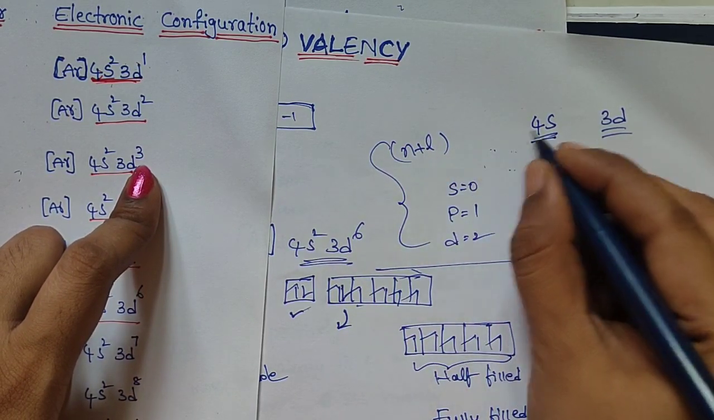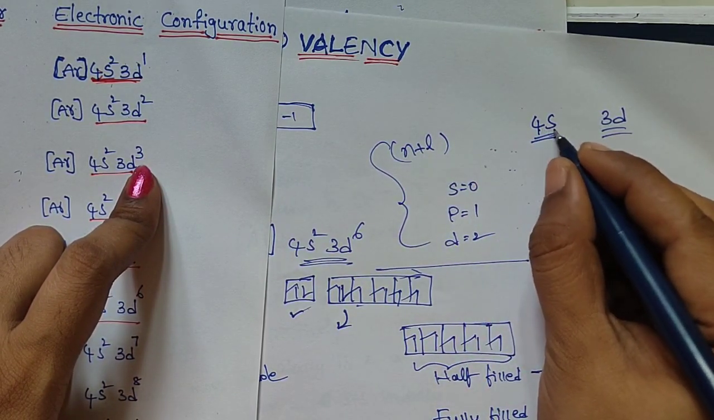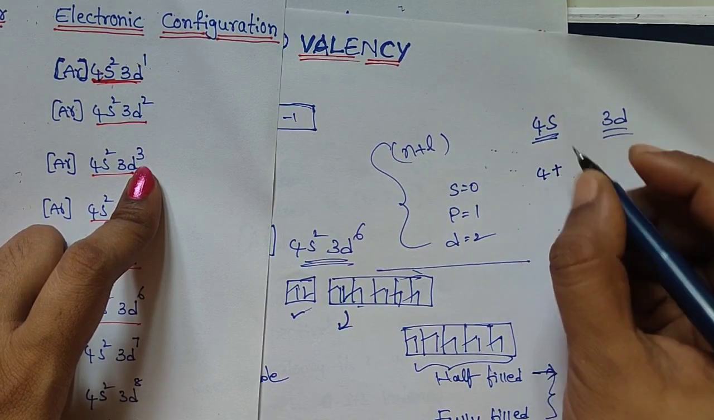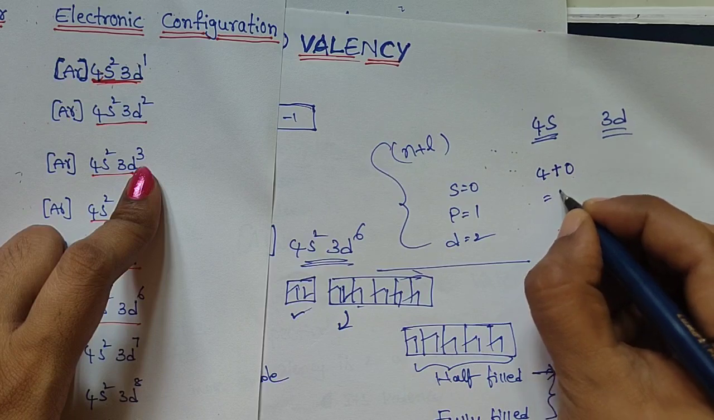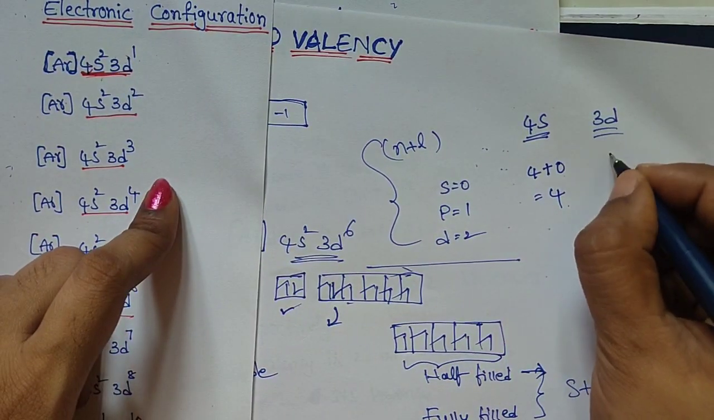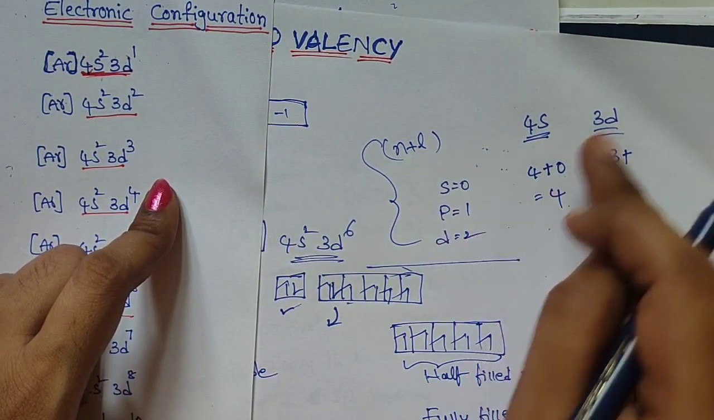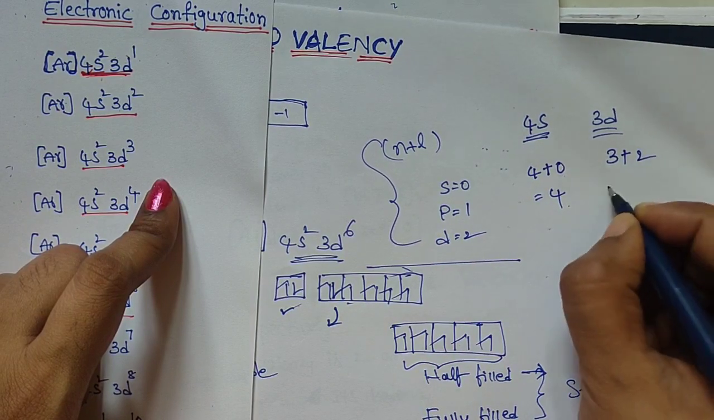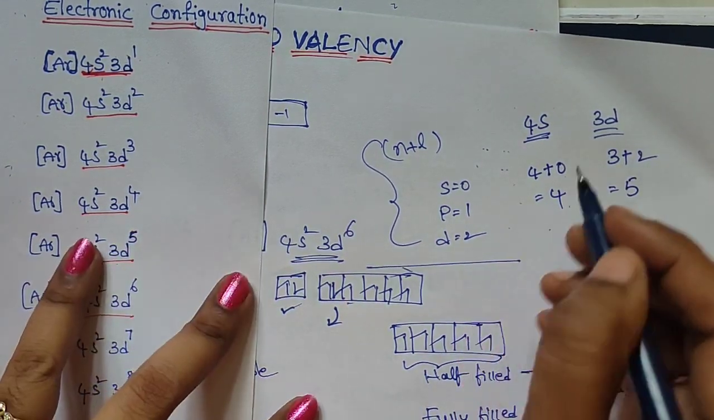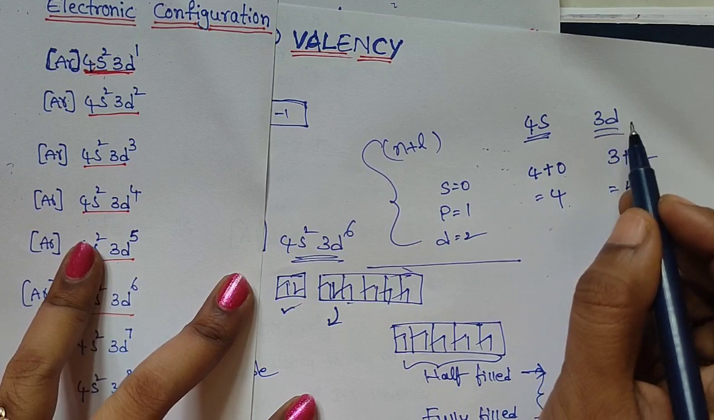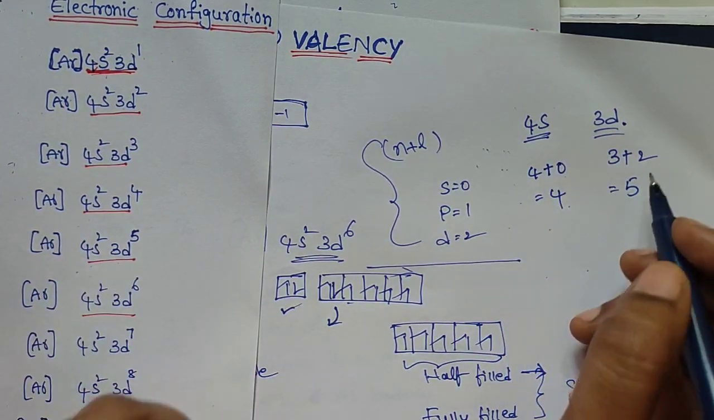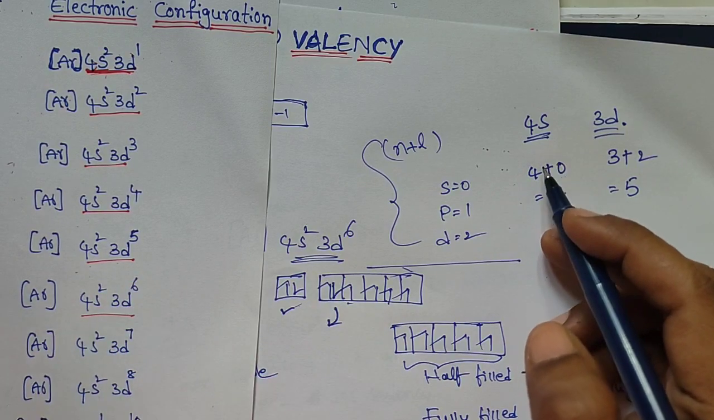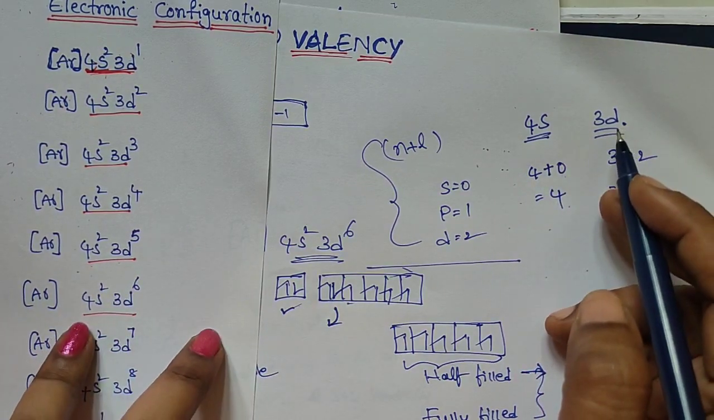See, what is the N value for the 4s? 4, plus the L value for the s orbital, 0. What is the value? 4. See here, 3 plus the L value for the d orbital, 2. So 5. Here the N plus L value is more for the 3d orbital and less for the 4s orbital. So the electron enters into the 4s, after that enters into the 3d.